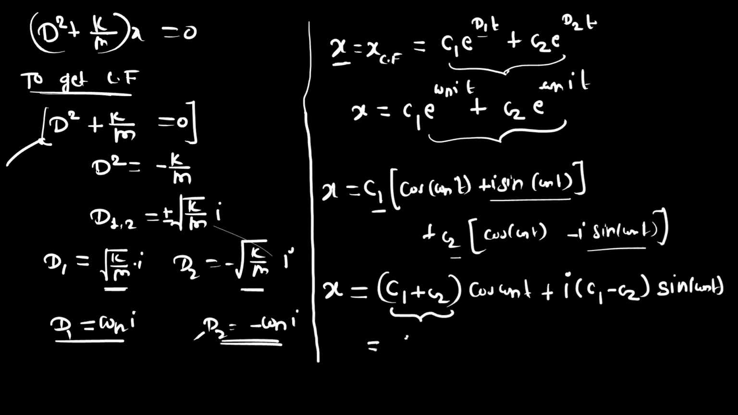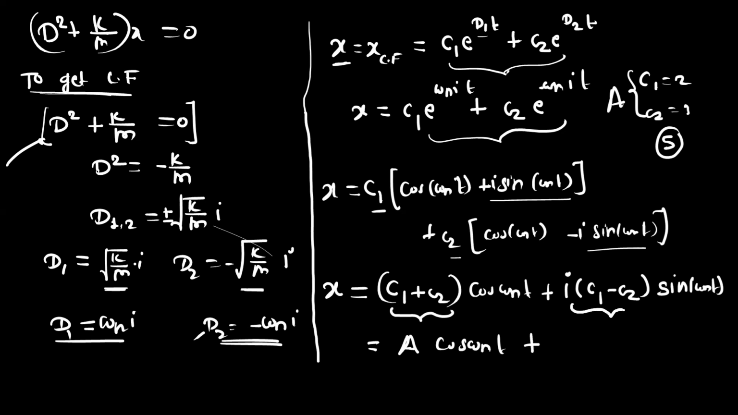So for c1 plus c2, I will put this value as a constant A. Suppose we have c1 as 2 and c2 as 3, so c1 plus c2 will become 5, which is again a constant. So this addition I will represent as A. So this is A cos omega nt plus another constant value. Though it is a complex number multiplied, it is still a constant value. So I will write this complete value, i into (c1 minus c2), as a constant B, and this is sine omega nt.